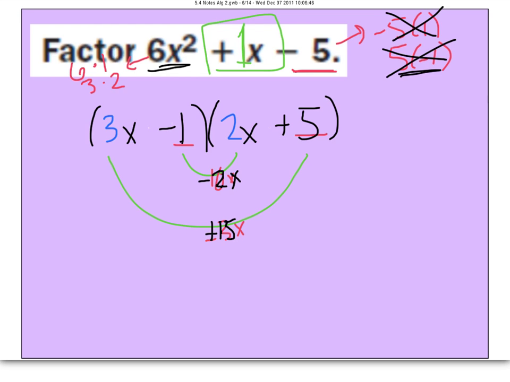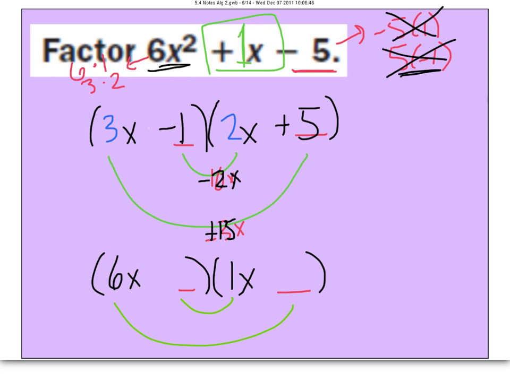I'm going to tell you it's not going to be this combination either. The problem is it's not even 3 and 2. So let's start over. Again, it's just guess and check. It's going to be a 6 and 1 combination. So 6x and 1x. Let's try that one. It's going to get something clean here. And we're going for a 1x.